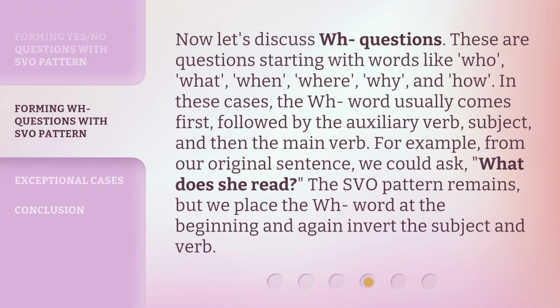Now let's discuss WH questions. These are questions starting with words like who, what, when, where, why, and how. In these cases, the WH word usually comes first, followed by the auxiliary verb, subject, and then the main verb. For example, from our original sentence, we could ask, "what does she read?" The SVO pattern remains, but we place the WH word at the beginning and again invert the subject and verb.